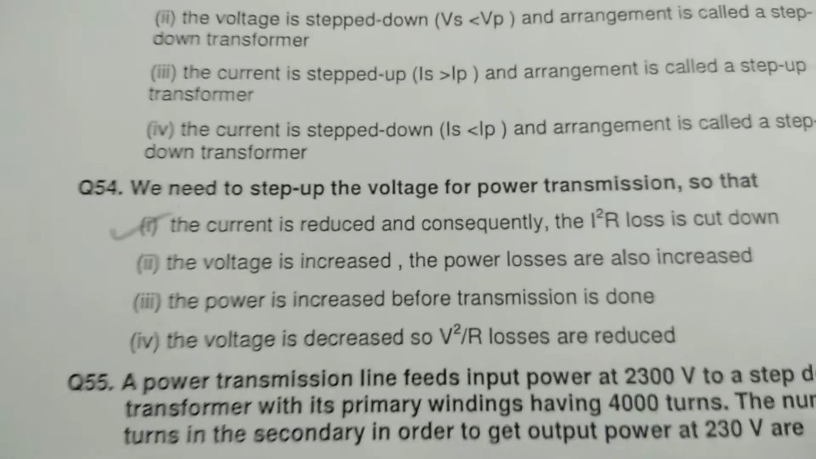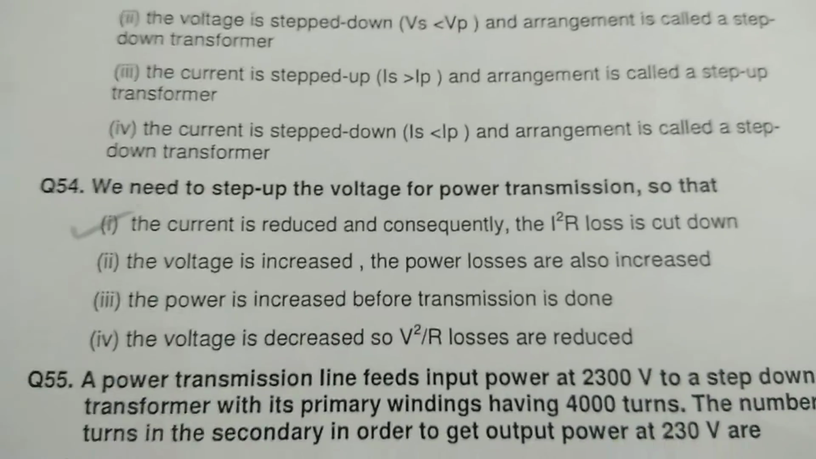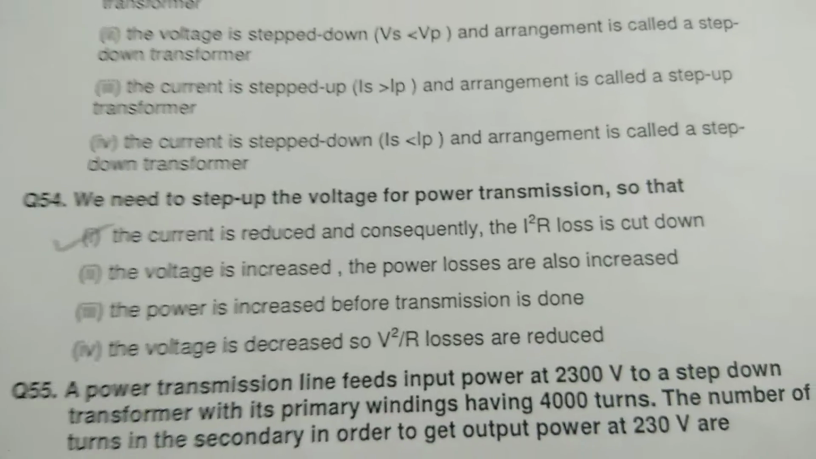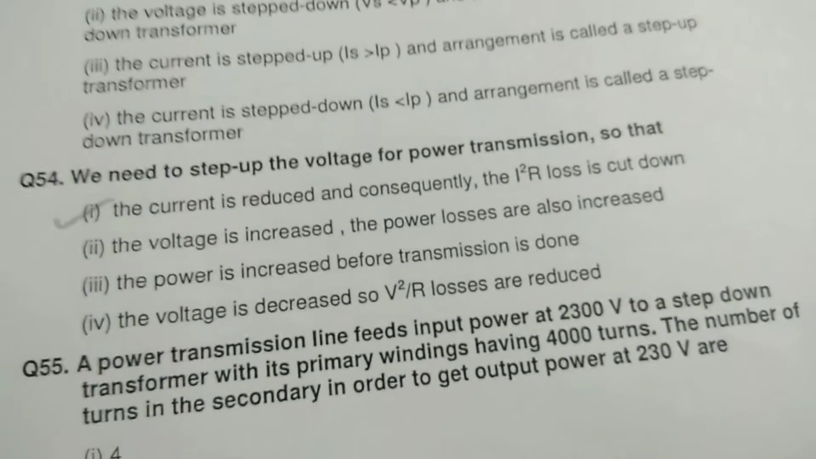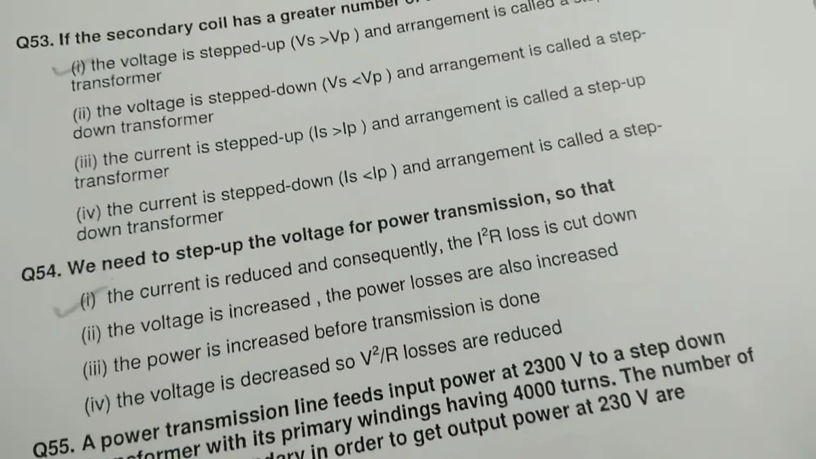Next, first of all come to question number 54, because for these two questions we need to do the calculations, I will show in the copy. Now we need to step up the voltage for power transmission so that the current is reduced and consequently the I square R loss is cut down. I square R means heat was I square RT, so the power will be I square R, right? Power is like energy by time. So I square RT over T, that is I square R.